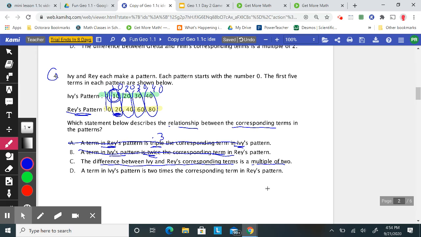Let's check D yet. A term in Ivy's pattern is 2 times the corresponding term in Ray's pattern. Ivy's pattern is 10. Twice Ray's pattern would be 40. That doesn't work either. So go through each of the choices before you decide on the one you want. Do your best and try some GMM practice just like that.